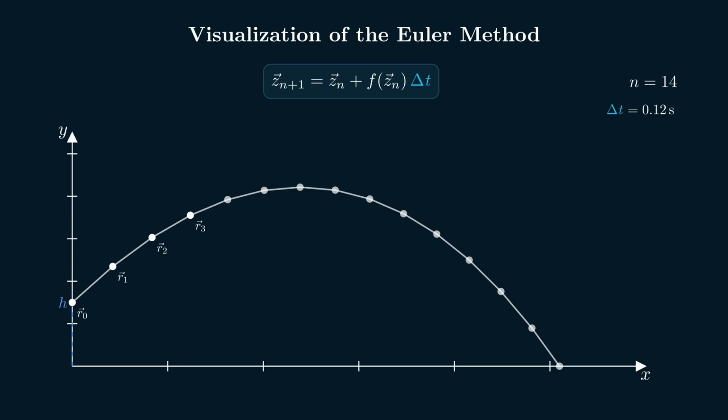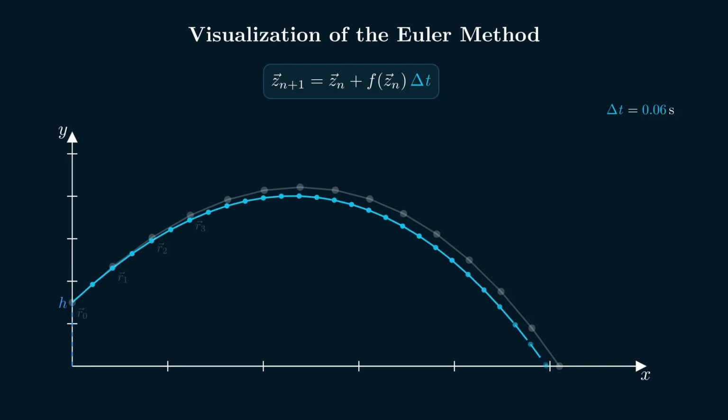To increase the accuracy, we repeat the same process with a delta t that is half as large, 0.06 seconds. As you can see, the trajectory is slightly shorter, so we halve it again to 0.03 seconds. Now there's hardly any change. We can reduce delta t further until another halving produces no visible change. This is a practical indication that the remaining discretization error is small.